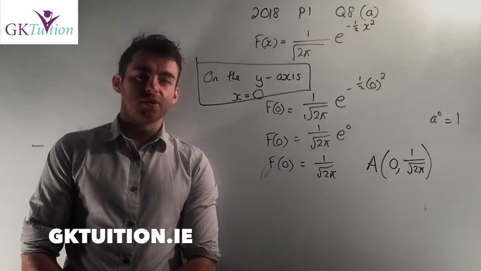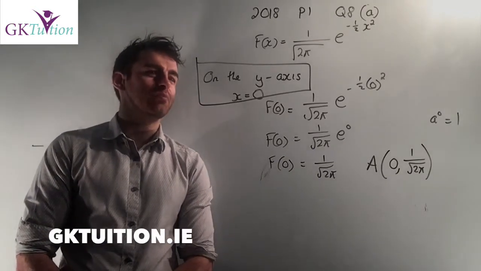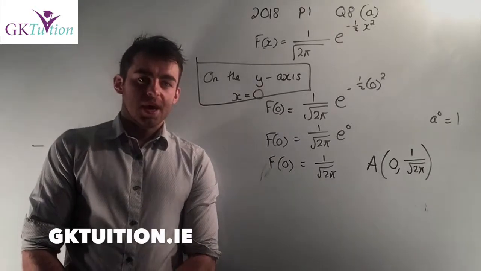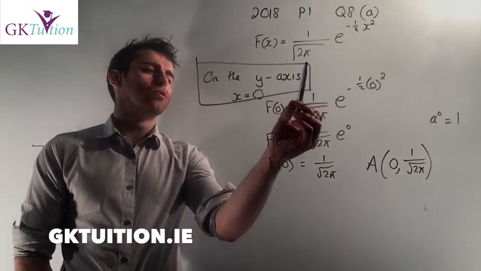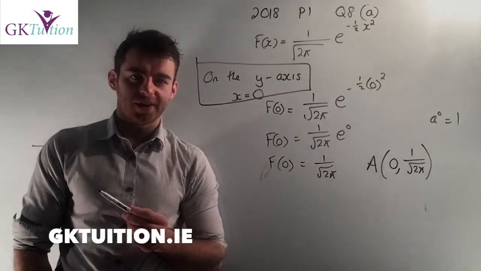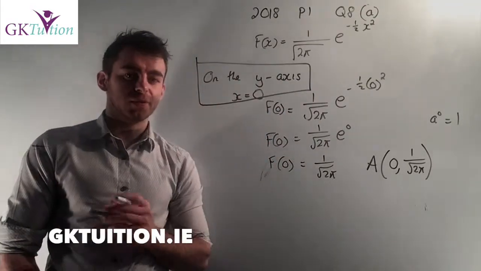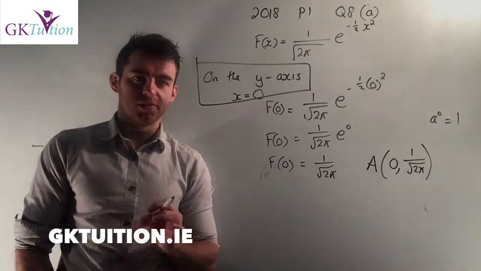Now the question that I've chosen to go through here is 2018 paper 1 question 8. In this question we're given the symmetric function f of x is 1 over root 2 pi e to the minus a half x squared. Now it's a fairly intimidating function, but nonetheless the first part of the question is very straightforward.